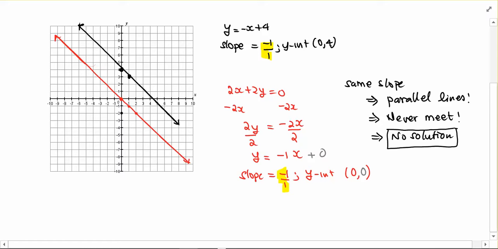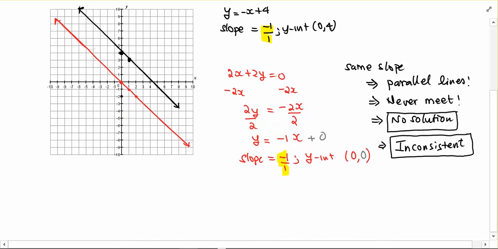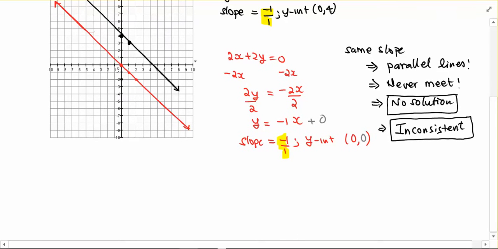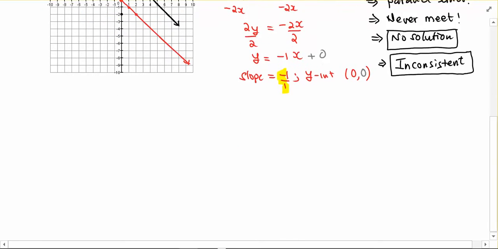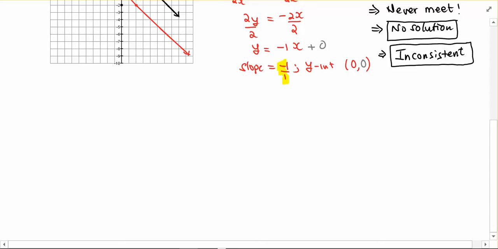This is also known as dependent. Oh, excuse me, inconsistent. This is also known as inconsistent. So either of those is acceptable. You might see those words and those phrasings used in MyMATLAB. Let's take a look at another example.